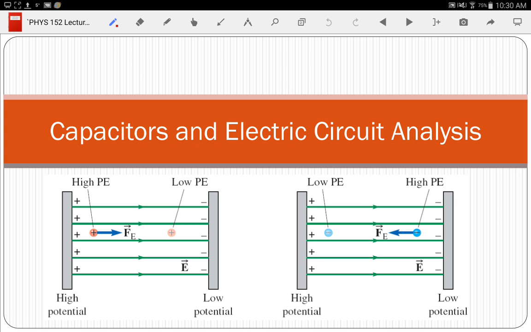Okay, let's get started. We're going to finish up talking about capacitors and then talk about electric circuit analysis. By the way, just go over because we have a lot of them. I don't see Bridget, Lindsay, Diksha, Austin, or Sade.